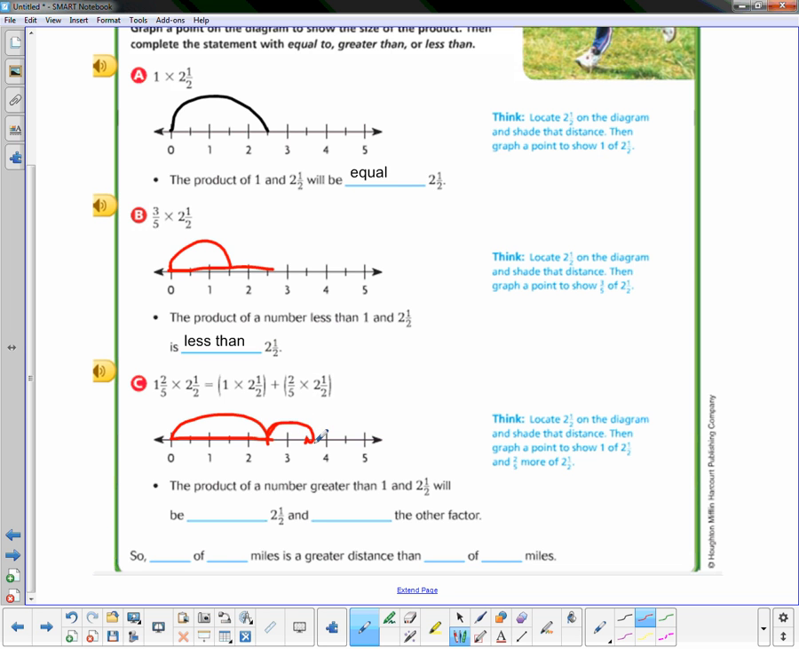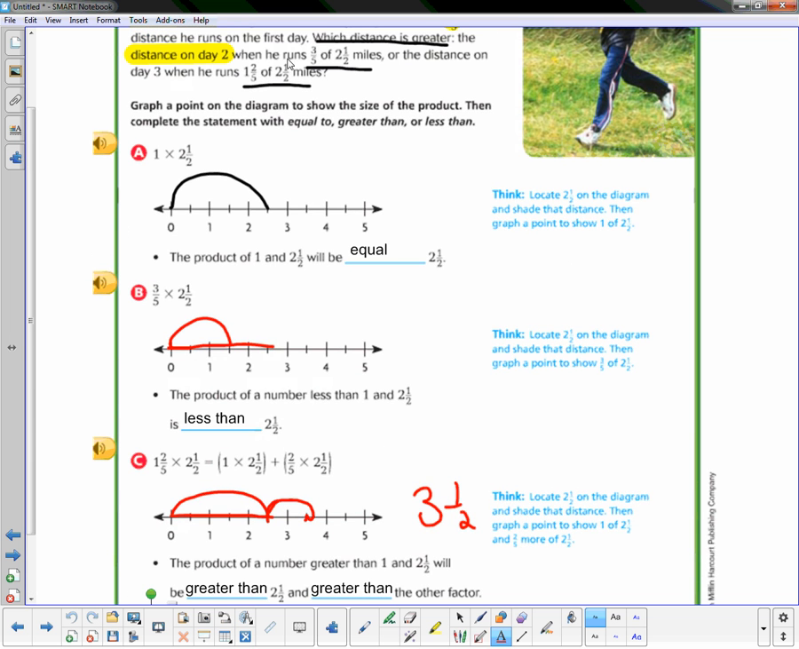So my answer is 3.5, which is bigger than 1 2/5 and 2 1/2. So the product of a number greater than 1 and 2 1/2 will be, you guessed it, greater than, or bigger. And it's also going to be greater than the other factor. So I guess let's go answer the question.